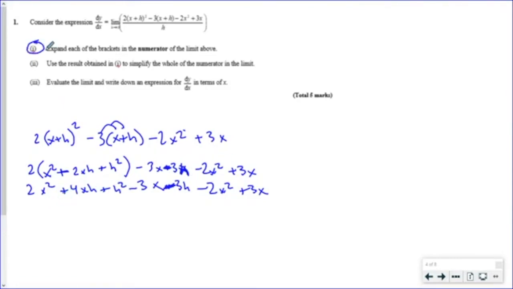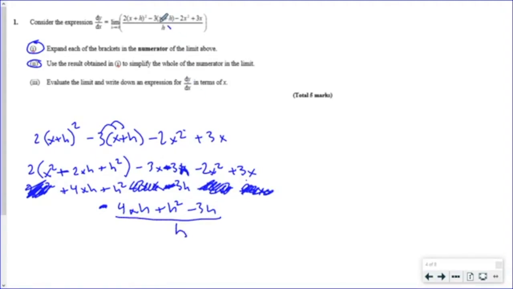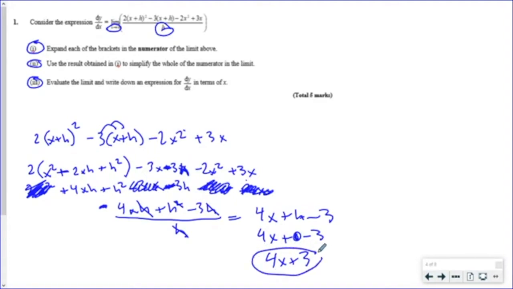All right, so now that's part one. Part two is to simplify this now. So I can cross out this because 2x squared minus 2x squared is 0. Then I have negative 3x plus 3x cancels out. And on the numerator, all I'm left with is 4xh plus h squared minus 3h. And so now it's all over h. See? So now for part 3, it's just simplify and evaluate. So cross that out, that one, and that one. So what am I left with? I'm left with 4x plus h minus 3. Now it says here h goes to 0, so I put in a 0 here for h, so 4x plus 0 minus 3. And so what am I left with? I'm left with 4x minus 3. That is your derivative.